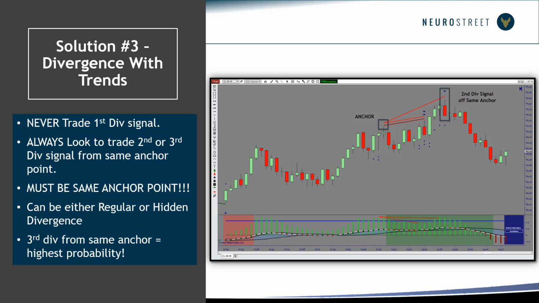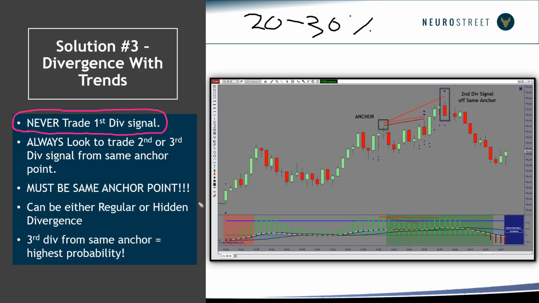Divergence with trends. This is a rules list. This is not an information list. If you're going to trade divergence and you want to build a trading system, or you want to just take the VM divergences, apply it to what you're doing and start trading divergence, or use it to enhance your other setups, I would really encourage you to write these rules down or take a screenshot. So let's talk about divergence with trends. As we know, divergence with trends happens 20 to 30% of the time. So we never, ever, ever take the first divergence signal in a trend.